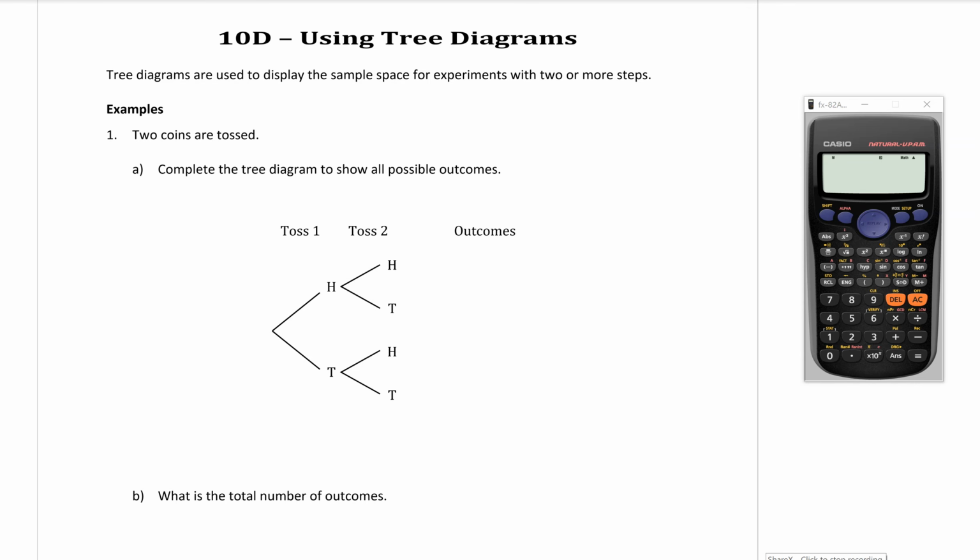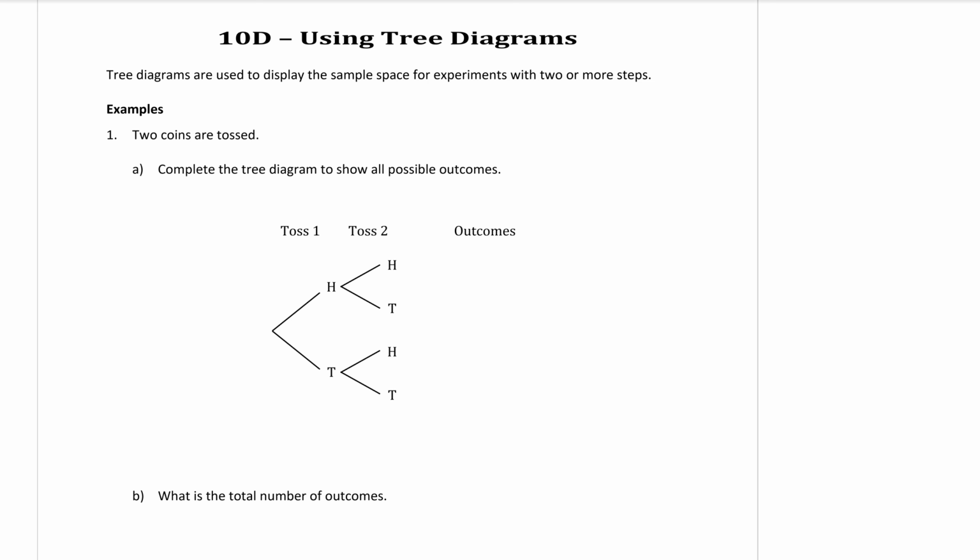Hello Year 9, today we are using tree diagrams. This is another way of showing the sample space for an experiment. So there's a little sentence here at the beginning for us to read. It says, tree diagrams are used to display the sample space for experiments with 2 or more steps.